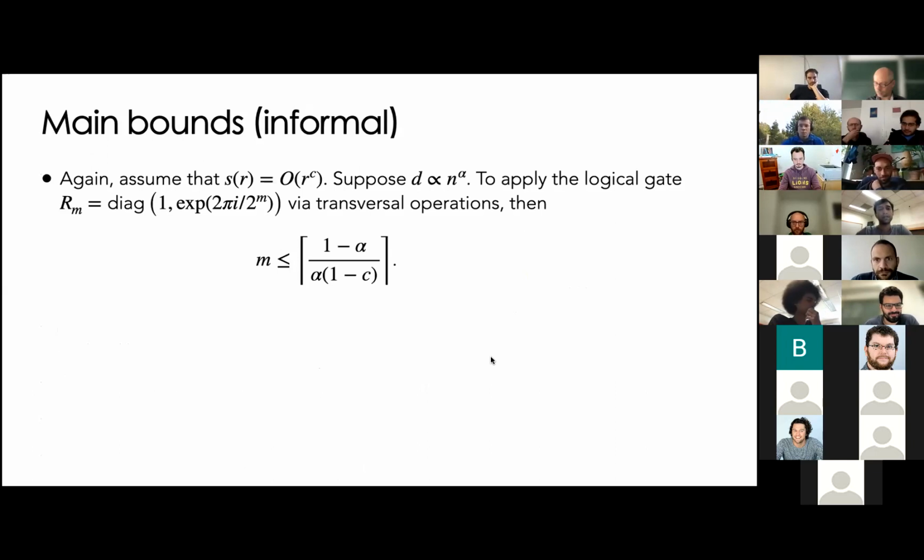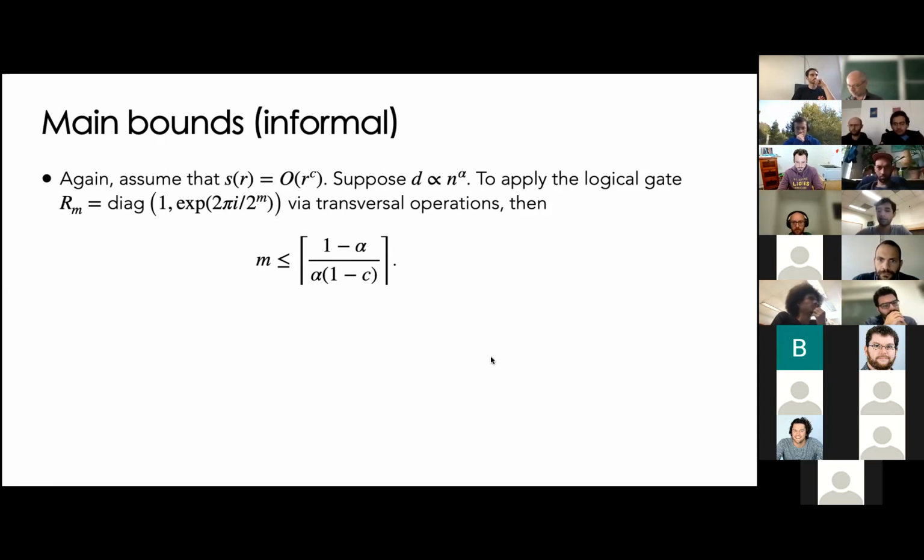The other part of these bounds that applies to transversal gates also follows from this notion of a separator. So again, let's suppose that the separator scales polynomially, as r to the c. And in particular, let's also assume that we have an LDPC code for which d scales as n to the alpha. In this context, if you wanted to apply the following diagonal gate logically via transversal operations, then the following bound has to be true. It says that m is related to the distance as well as the separator via this bound.